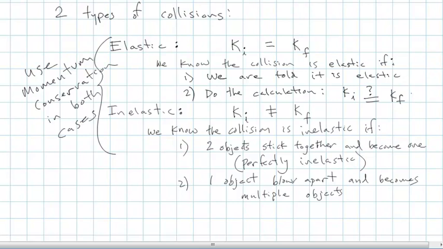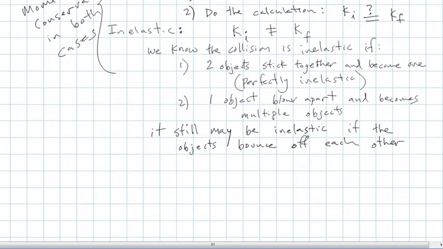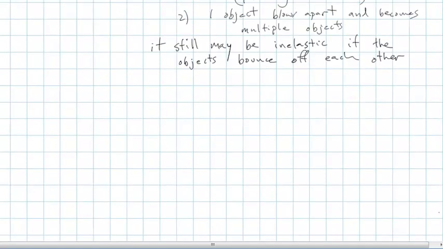One more note about inelastic collisions. We know it's inelastic if the two objects stick together, become one. We know it's inelastic if one object blows apart and becomes two. But it may be inelastic if the objects bounce off each other. And how do we know? Well, then you come up to elastic and you try those two approaches. Are you told the collision is elastic or inelastic? And if not, then you'd have to do the calculation. And if you're not told and you don't have enough information to find K initial or K final, then you assume it's inelastic. So in essence, you need to use momentum to get through collisions almost every time.